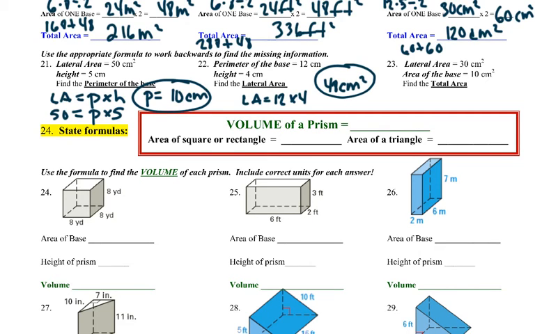Lateral area is 30, area of base 10, find total area. So total area is lateral area plus the area of the base 2 times, because there's 2 bases, so 50.